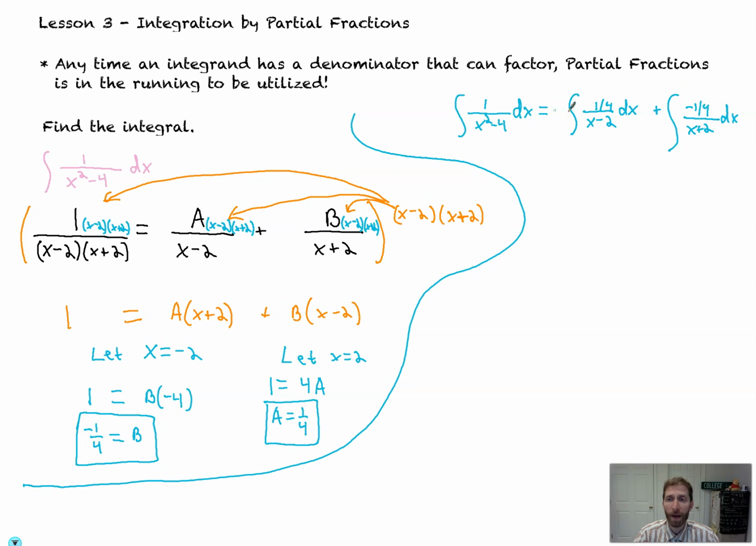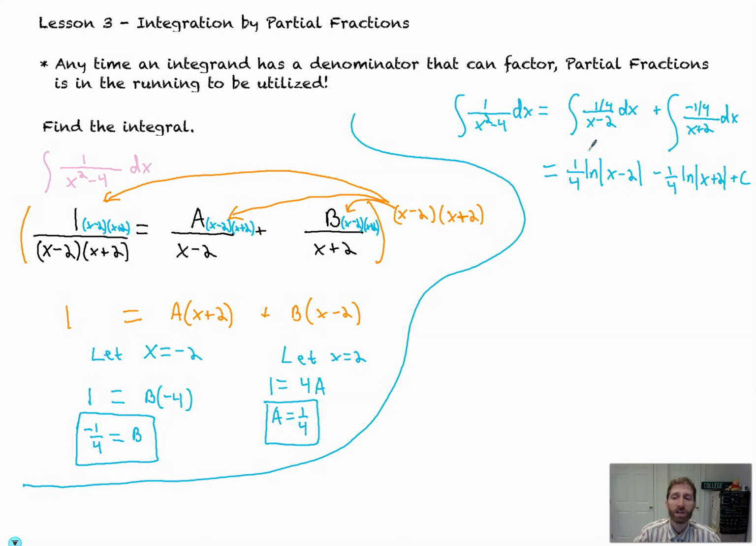So now that we've split it up and this is equivalent to that, what we can do is integrate each. That'll be 1/4 the ln of the absolute value of x minus 2. This will be plus a minus, so minus 1/4 ln of the absolute value of x plus 2 plus c. And it's okay to leave your answer like that.